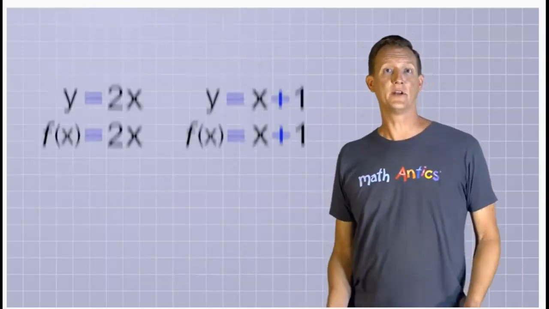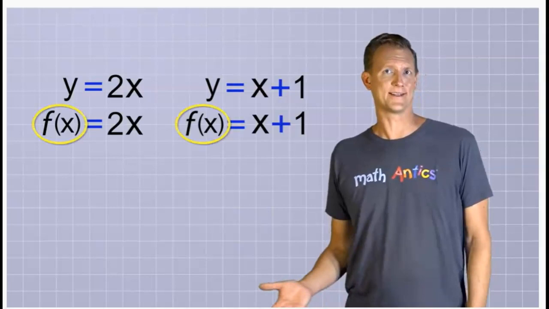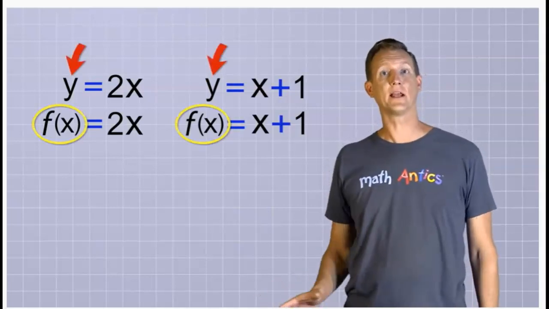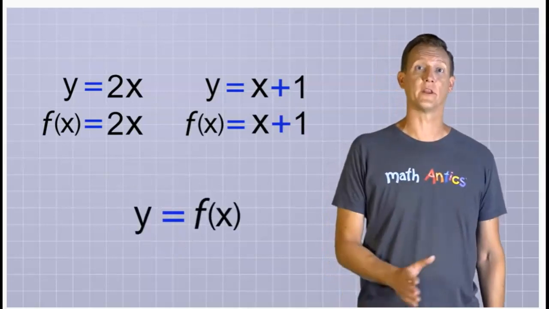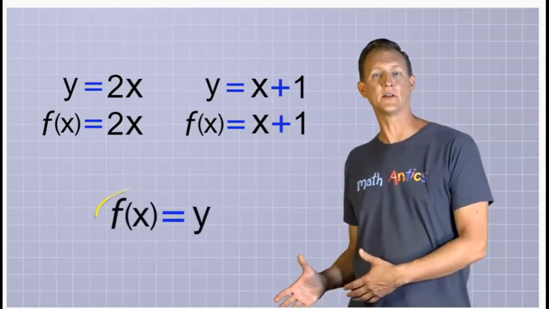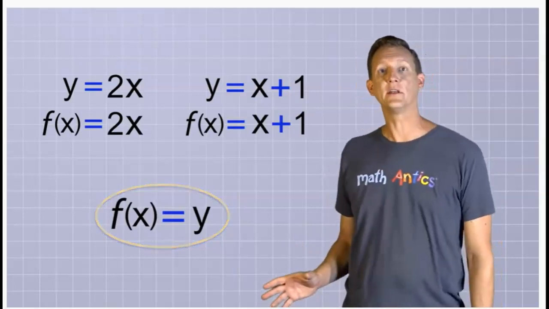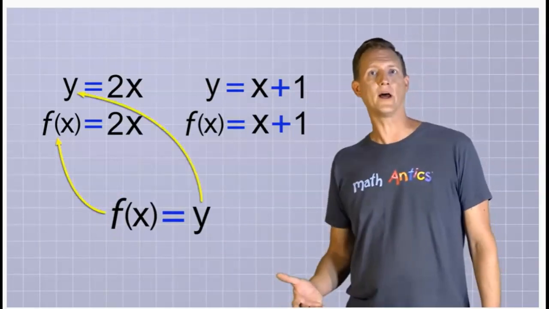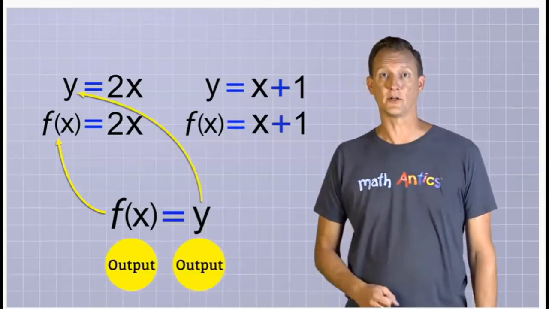Okay, so that's the basic notation, but how did the equation get changed to f of x instead of y? Well, it comes from the idea that if two things are equal in math, you can substitute one thing for the other. Since we've agreed on this general notation for a function, f of x equals y, that means that you can use f of x or y interchangeably. Either one can represent the output set of a function.